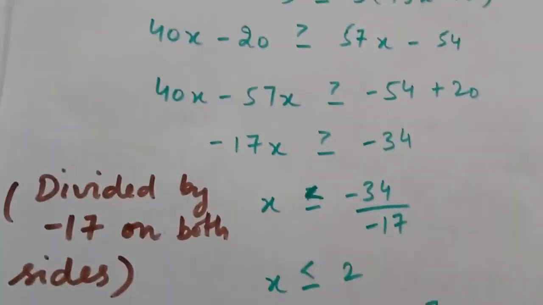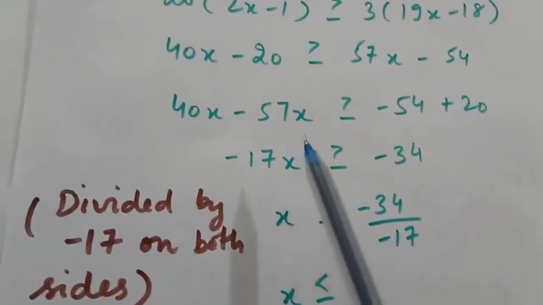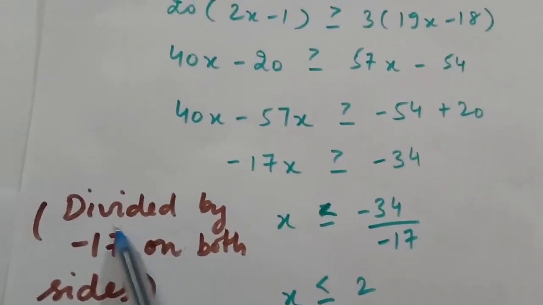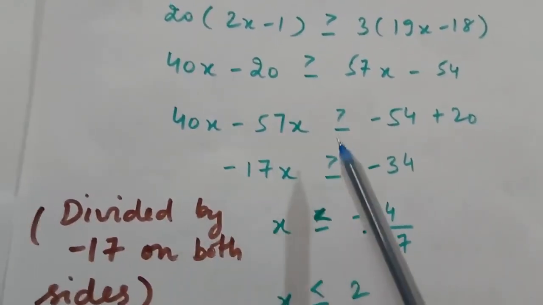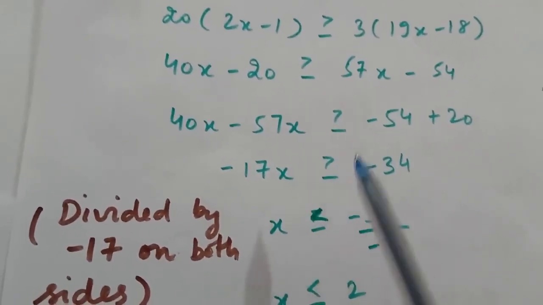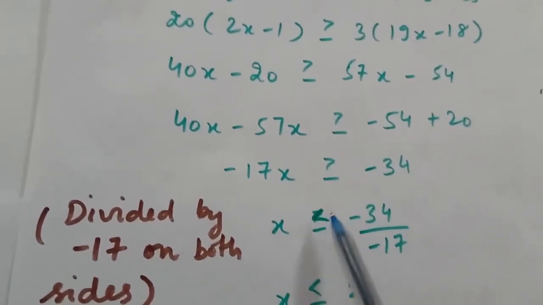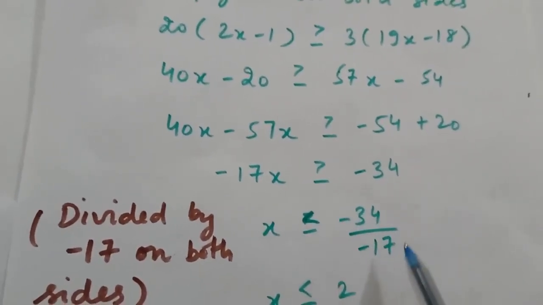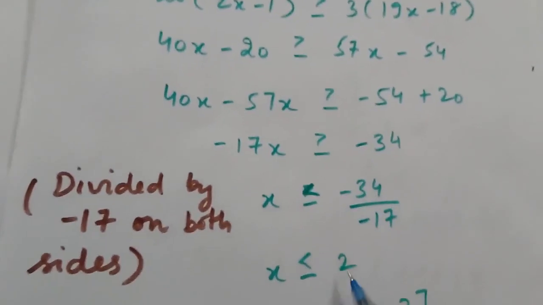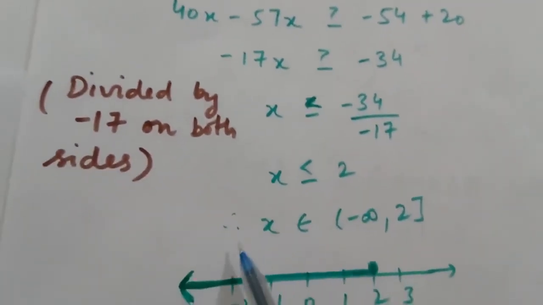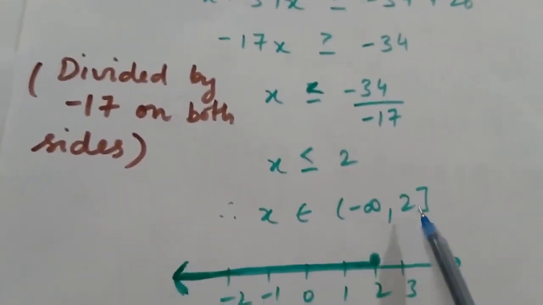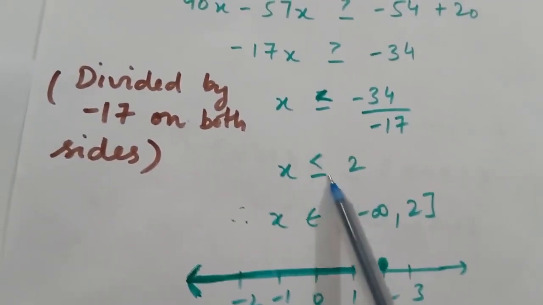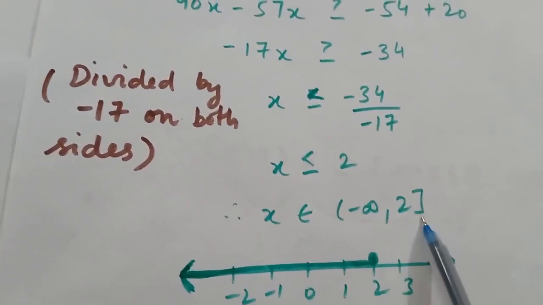Now as we want to find the value of x, we have to divide by -17 on both sides. When you divide with a negative number, the symbol will change from greater than or equal to, to less than or equal to. So x ≤ -34/-17, which is 2. So the answer is x belongs to (-∞, 2], because x is either equal to 2 or less than 2. Also equality is there, so a square bracket will come.